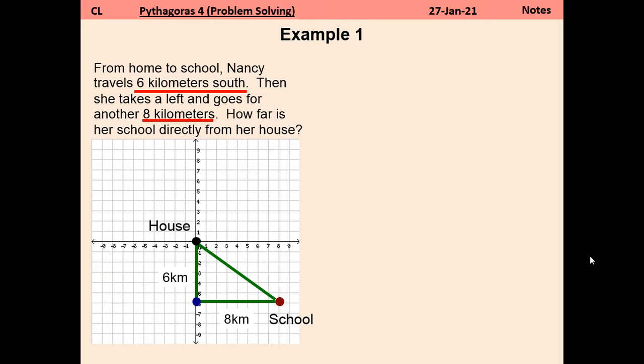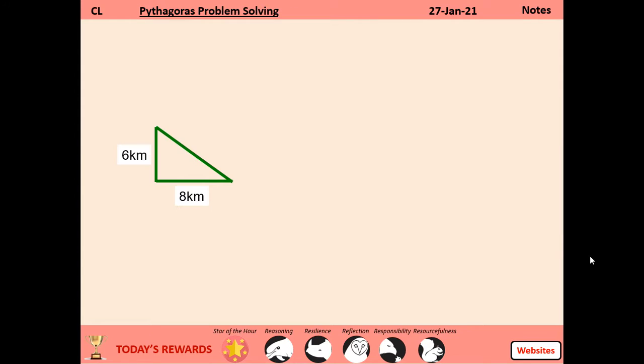We need to use the Pythagoras rule, but what sort of side are we working out? Is it the shorter sides or is it the longer side? Clearly, anytime you're working out the diagonal side, that is the hypotenuse. Just a quick tip. So we need to work out our longest side. So remember the rule to work out the longest side. So we've got 6 kilometers, 8 kilometers as the shorter sides. How do we work out the long side? We just add up the squares and then square root them.